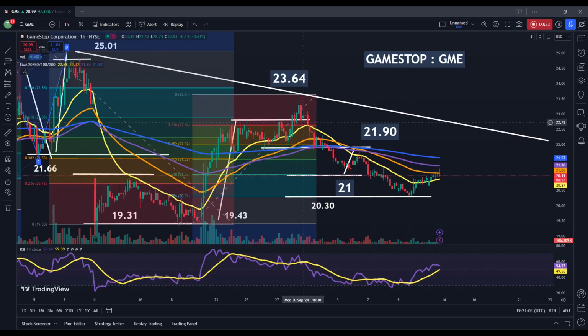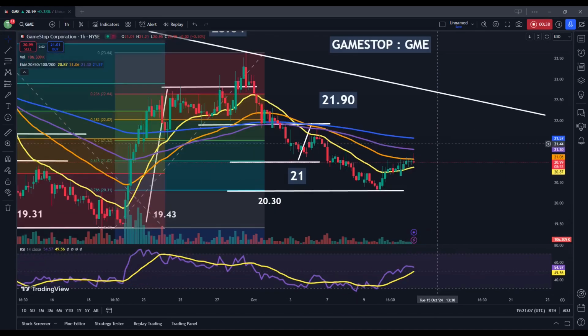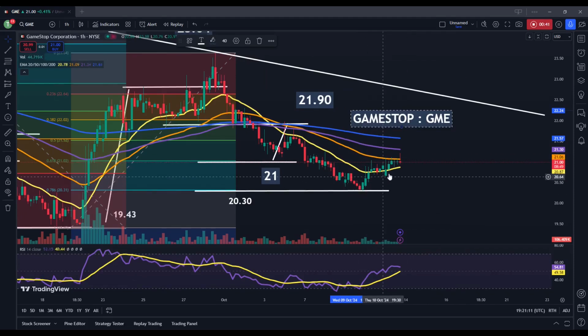So what we're looking at here is the hourly time frame. Each candle on this price chart represents a 1 hour trading period. And as we can see here, we are getting a bit of a bounce from this prior support zone that we did outline at $20.30.